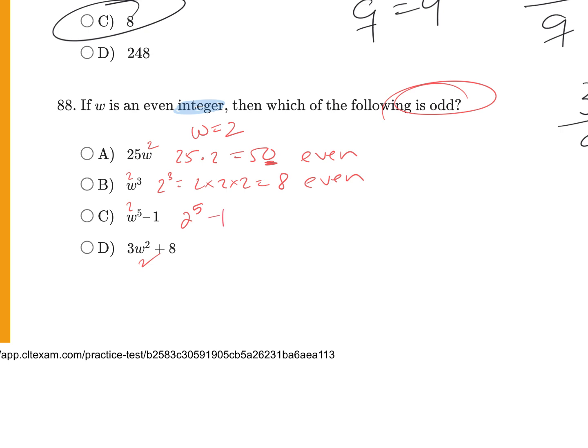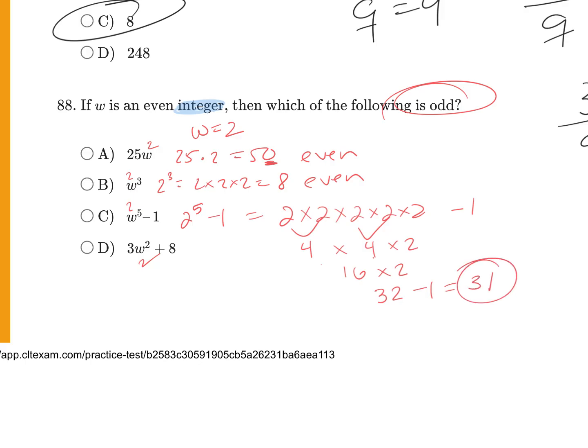2 to the fifth power minus 1. Let's check it out. 2 times 2 times 2 times 2 times 2, that's five 2's, minus 1. 2 times 2 is 4, this is also 4. So 4 times 4 is 16, times 2 is 32, minus 1, that's 31. That's odd. So it looks like C is the answer.